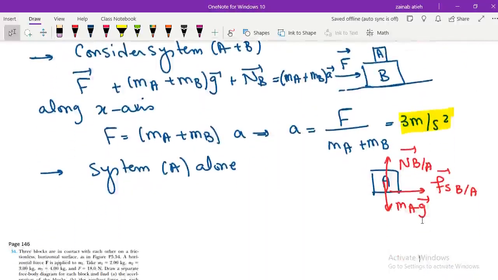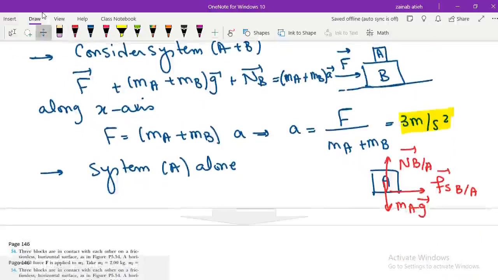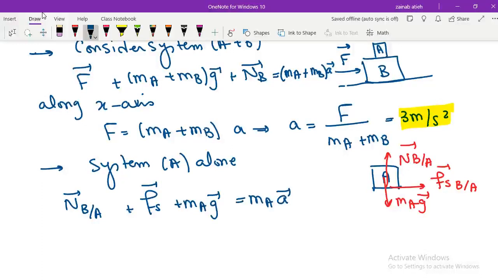Okay, we were here. I'll make some space. Okay, so what are the forces? They are N exerted by B on A plus Fs, which is the force for sure exerted by B on A, plus MA G. These forces are equal to MA A, the mass of A times the acceleration of A. Let's see what I have on the x-axis. On the x-axis I have Fs, okay, so Fs equals MA A.